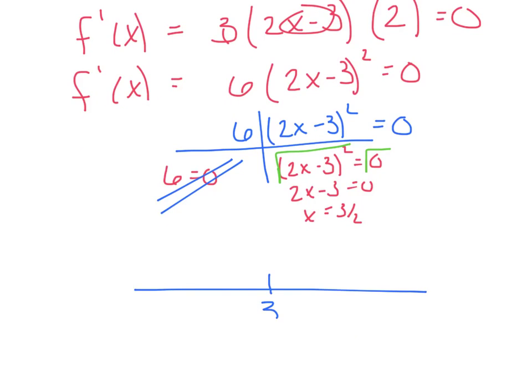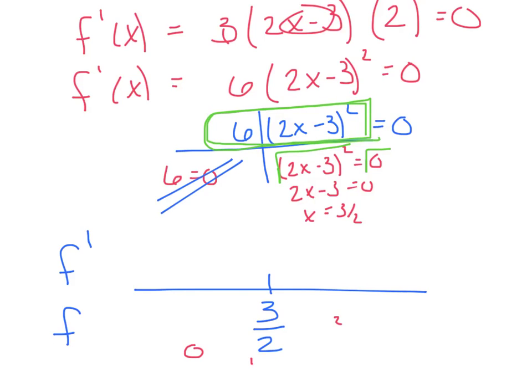Okay, so I'm testing 3 halves, label f prime and f. And you just need to pick somebody bigger and smaller. So I love 0 if I can use it. And again, say to yourself, 2 goes into 3 how many times? 1 and a little more. So 2 is a safe number to pick on this side. Now I can't stress enough, I don't care what the number is. I care whether it's positive or negative. So I'm going to pick the most factored version I have, kind of box that in. And that's where I'm plugging this in.